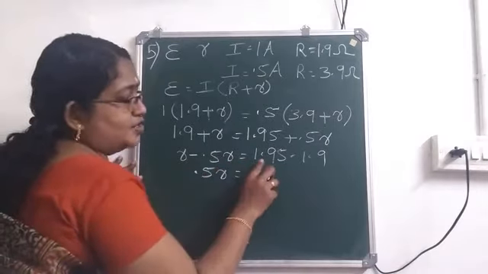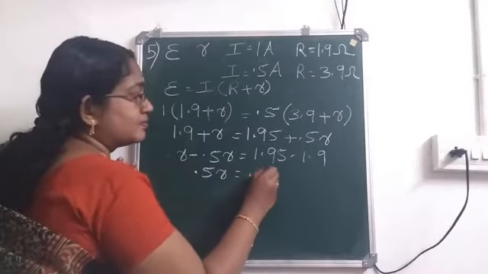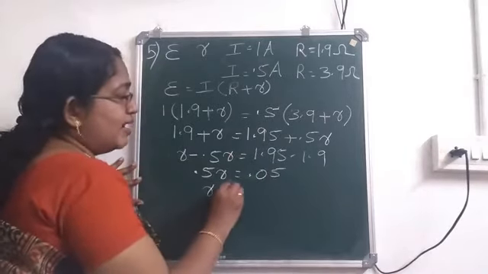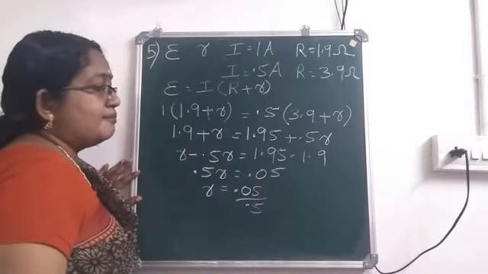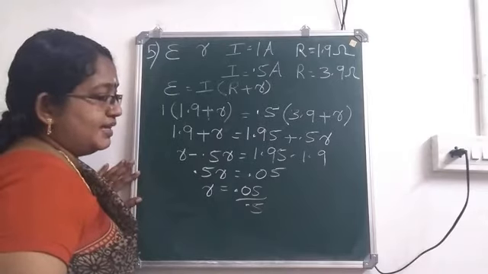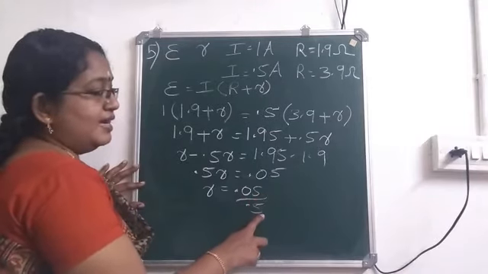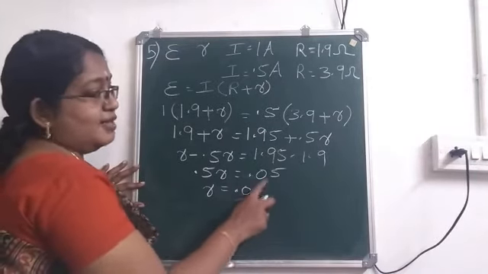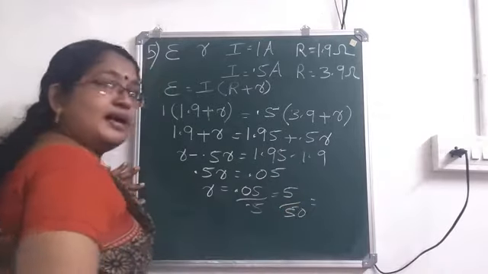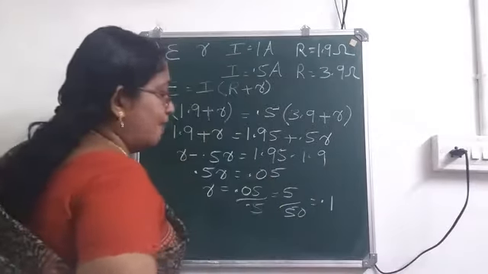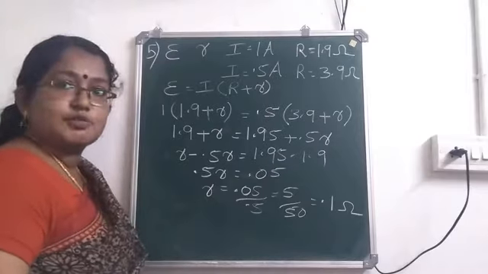0.5 R is equal to 1.95 minus 1.9, which is 0.05. So R will be 0.05 divided by 0.5. When you are multiplying the numerator and denominator with 10, you will be getting 5. Sorry, do it with 100. So 5 divided by 50. That is 1 by 10, which is equal to 0.1 ohm. So we got the internal resistance as 0.1 ohm.